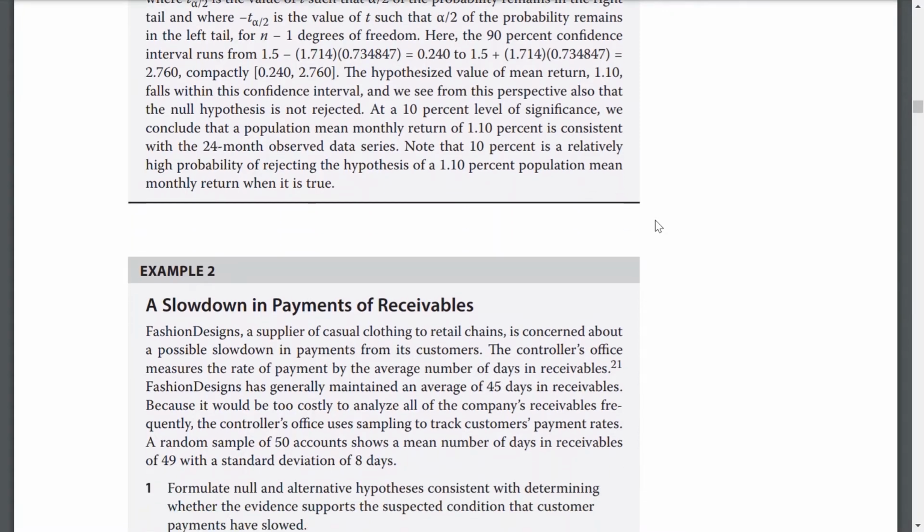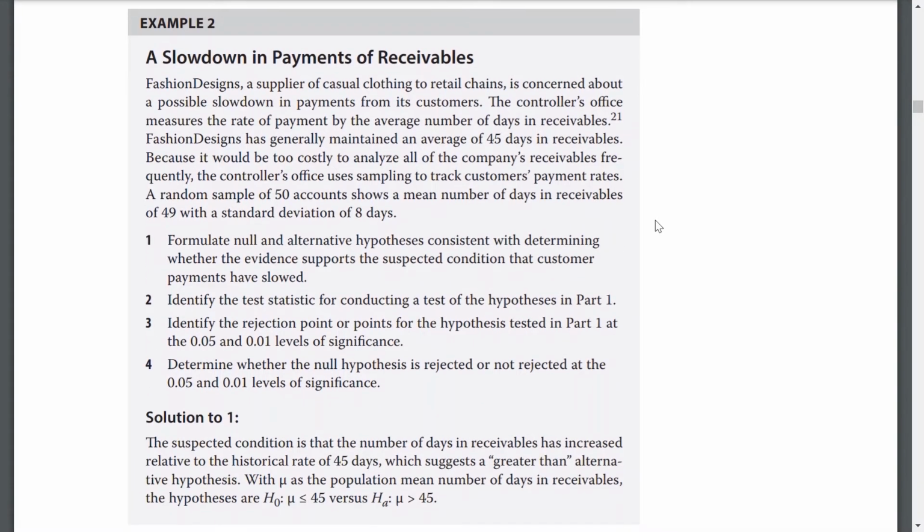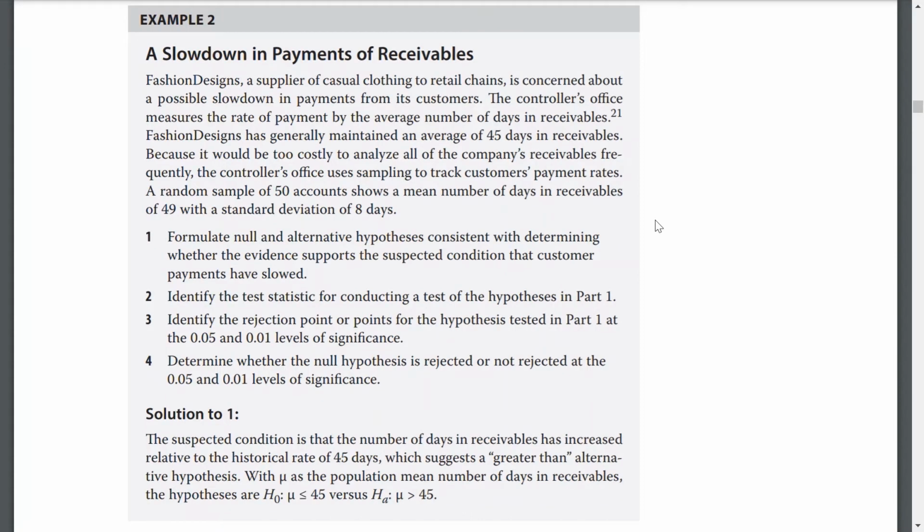Example 2, a slowdown in payment of receivables. Fashion Design, a supplier of casual clothing to retail chains, is concerned about a possible slowdown in payments from its customers. The controller's office measures the rate of payment by the average number of days in receivable. Fashion Design has generally maintained an average of 45 days in receivable because it would be too costly to analyze all the company's receivables frequently. The controller's office used sampling to track customers' payment rates. A random sample of 50 accounts shows a mean number of days in receivable of 49 with a standard deviation of 8 days.